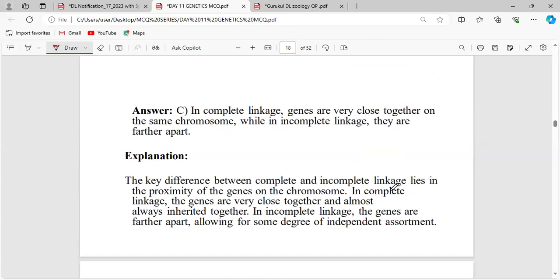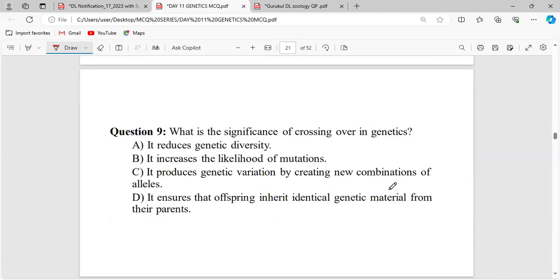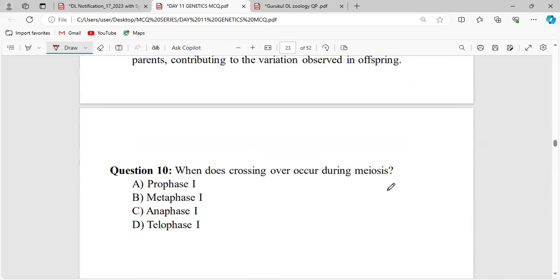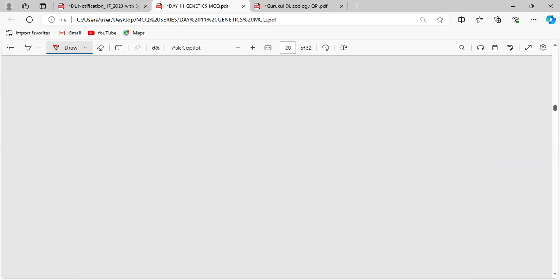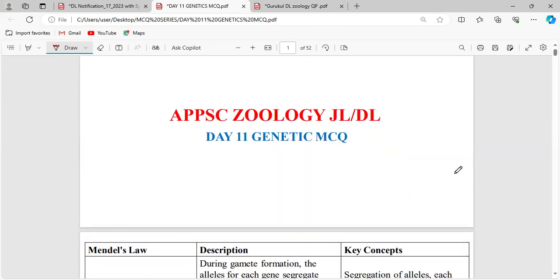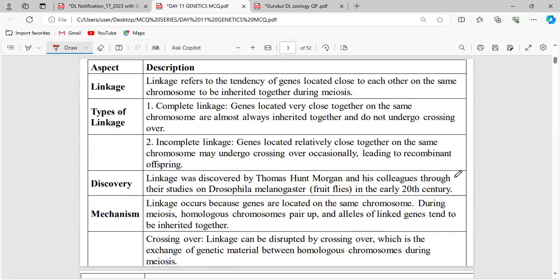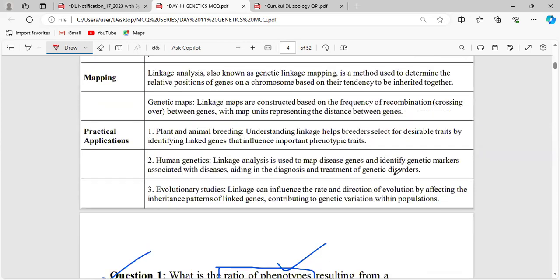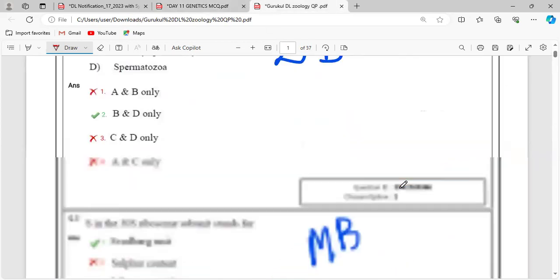Before we solve these questions, I'll explain linkage and crossing over, and after that we'll solve these. Let me ask you a simple question before that. Linkage and crossing over will be discussed in detail tomorrow. Do we have any questions from that?